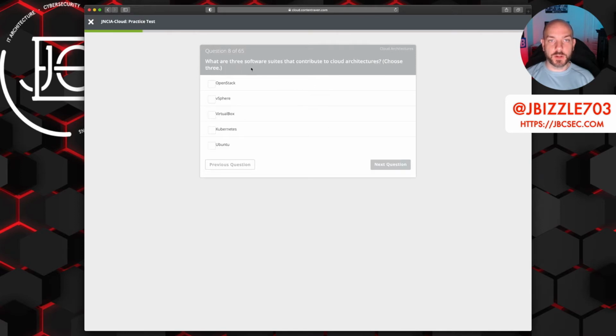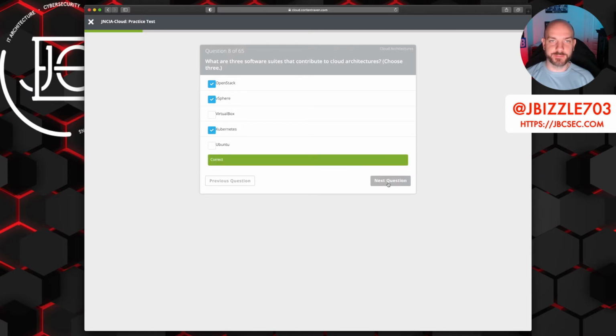What are 3 software suites that contribute to cloud architectures? Choose 3. Okay. So we got OpenStack for sure. Let's go vSphere and Kubernetes. VirtualBox I would just use on a local PC, and Ubuntu is a flavor of Linux. So OpenStack, vSphere, and Kubernetes.